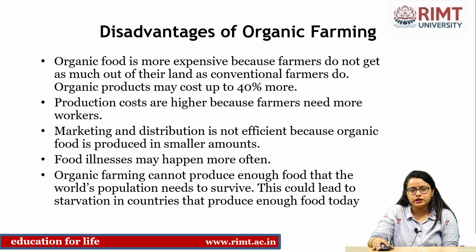And these are the disadvantages of organic farming. Organic food is more expensive because farmers don't get as much out of their land as conventional farmers do. Organic products may cost up to 40% more or higher. Production costs are higher because farmers need more workers. Marketing and distribution is not efficient because organic food is produced in smaller amounts.